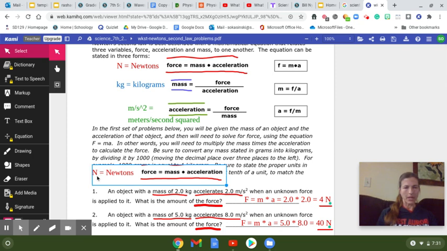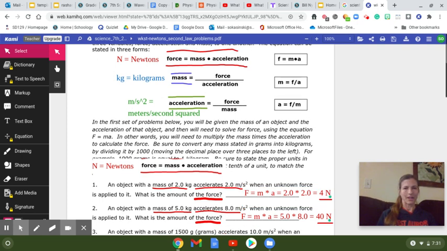I pasted the formula right here as a reminder. We're calculating force for this first set of problems, which is mass times acceleration. So go ahead and underline the mass, underline the acceleration, and we're trying to calculate the force. And again, the formula: force equals mass times acceleration. So I used 2 for my mass because I underlined it here. And I used 2 for my acceleration because I underlined it here. 2 times 2 is 4, and newtons is the unit of measure. So make sure you put a 4 with a capital N.